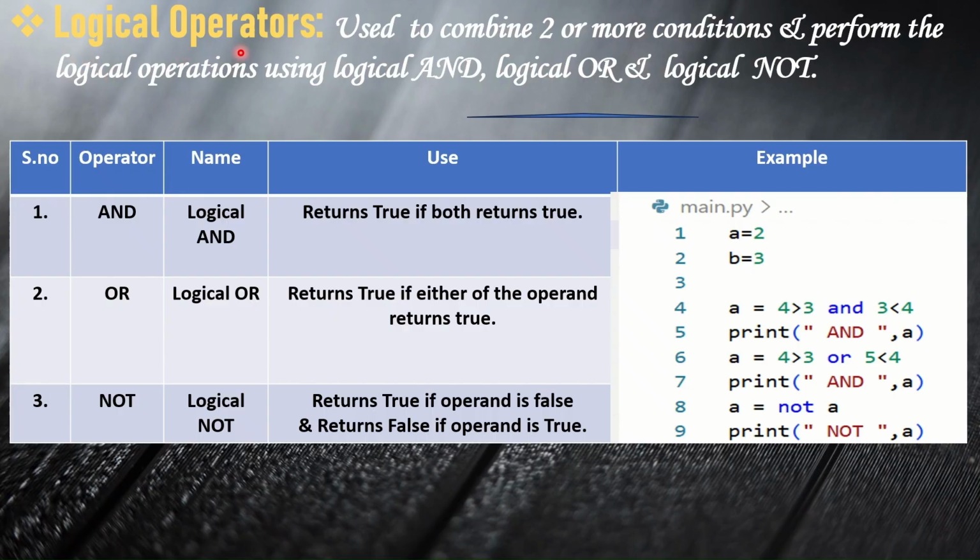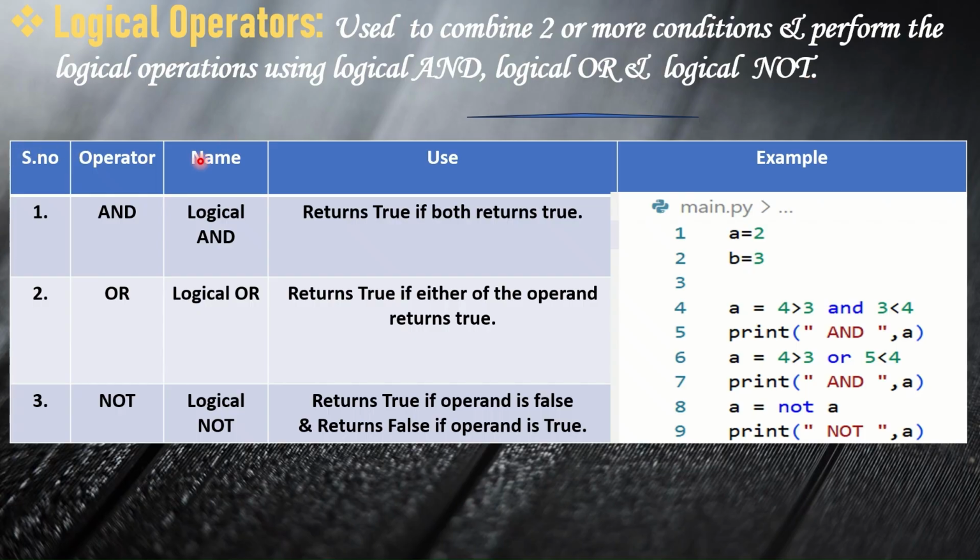And we have logical operators in Python. These operators are mainly used to combine two or more conditions in order to perform logical operations using the operators logical and, logical or, and finally logical not.